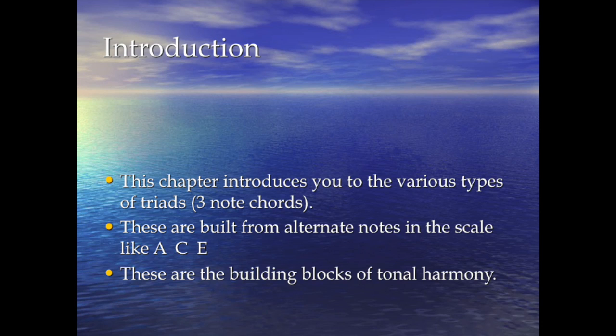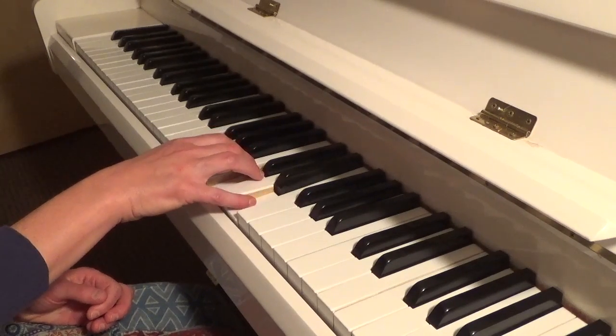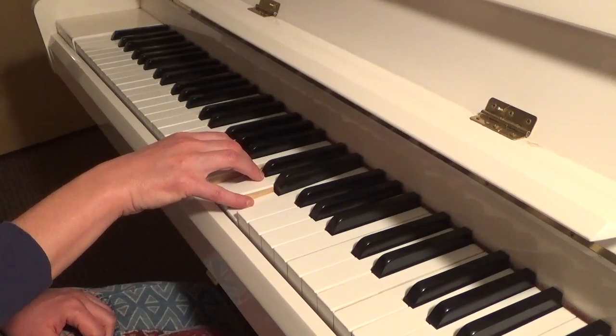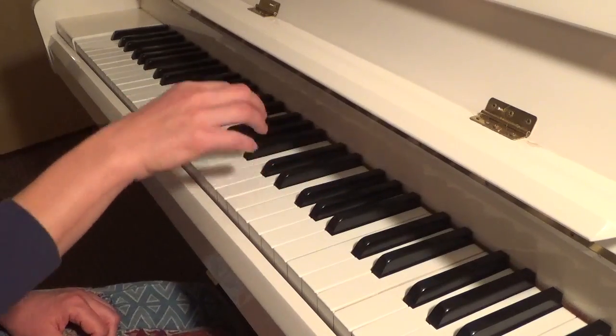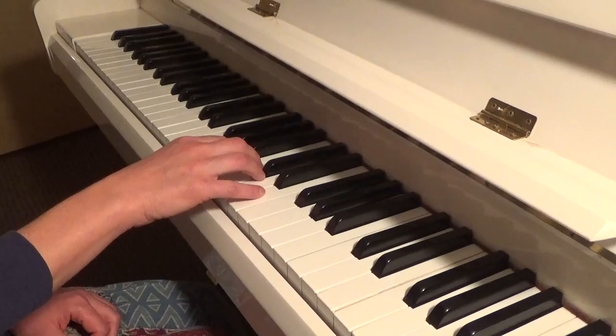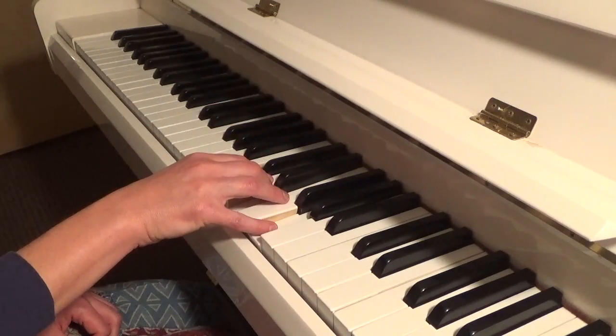This chapter introduces you to various types of triads. They're a specific type of three-note chord. Triads are built from alternate notes in the scale, like an A, C, and E. That would be a triad. So it's not just any three notes. You're starting with a scale, and you're playing alternate notes in that scale. There's another triad.